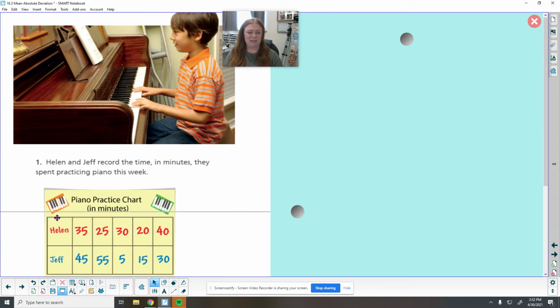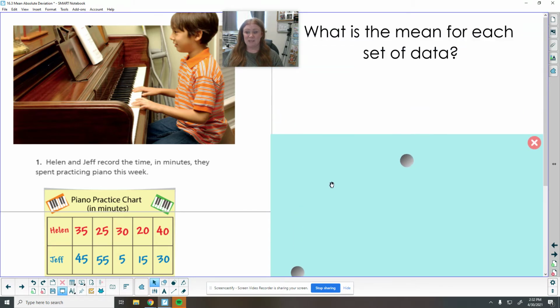So how long did they practice the piano? Every day. There's their minutes. So the first thing we want to do is find our means. So we are going to add these up and divide by 5, add these up, divide by 5.